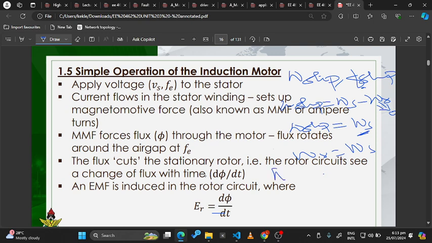When the rotor starts moving, omega slip will no longer be equal to omega s. Omega slip will now be equal to omega s minus omega r. So the rotor is now seeing the flux moving at a reduced speed.